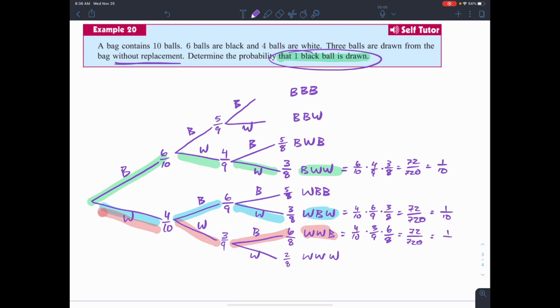And that's going to make my final computation of the probability of one black ball drawn really easy. It's going to be 1/10 or 1/10 or 1/10. So if I add those three things together, I get my 3/10.